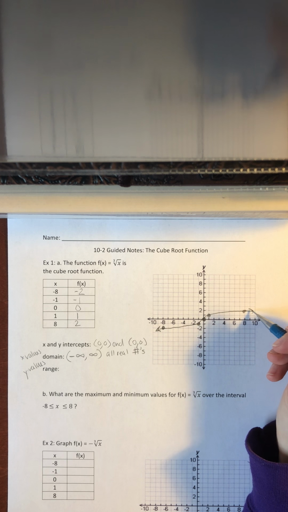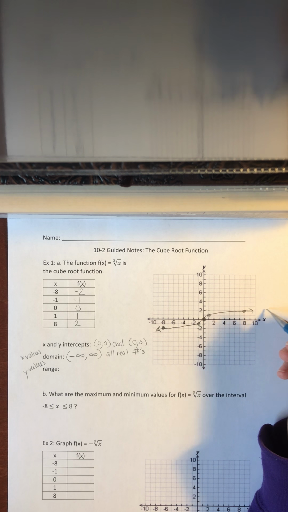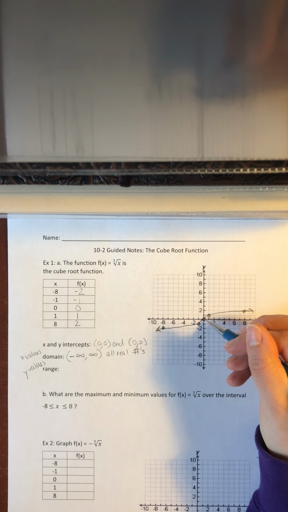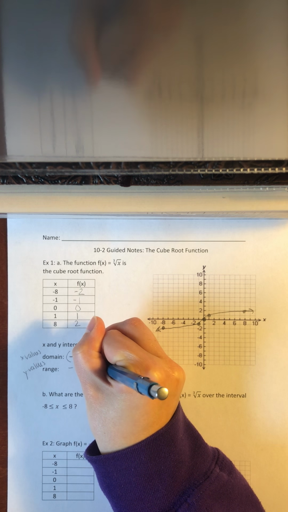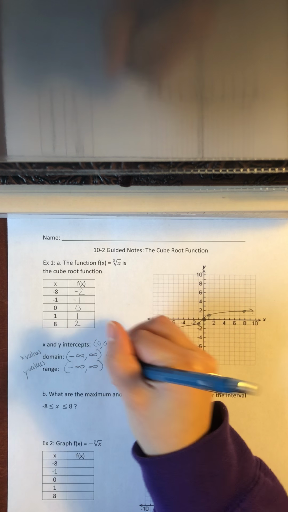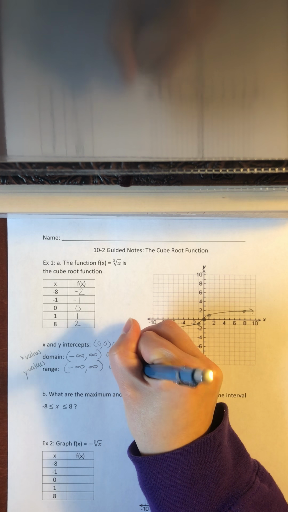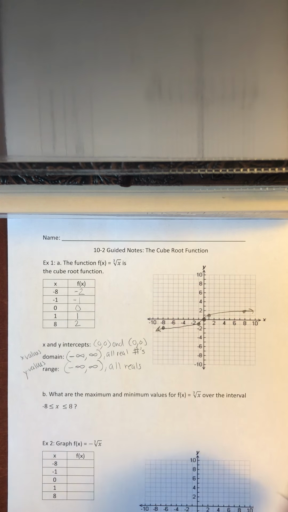Your range, that's all of your possible y values. Your y values are just going to keep going up and up very, very slowly, but they do keep going up, and they keep going down and down. So it's -infinity to +infinity again. Or once again, you could say all reals, all real numbers, whatever you want, okay?